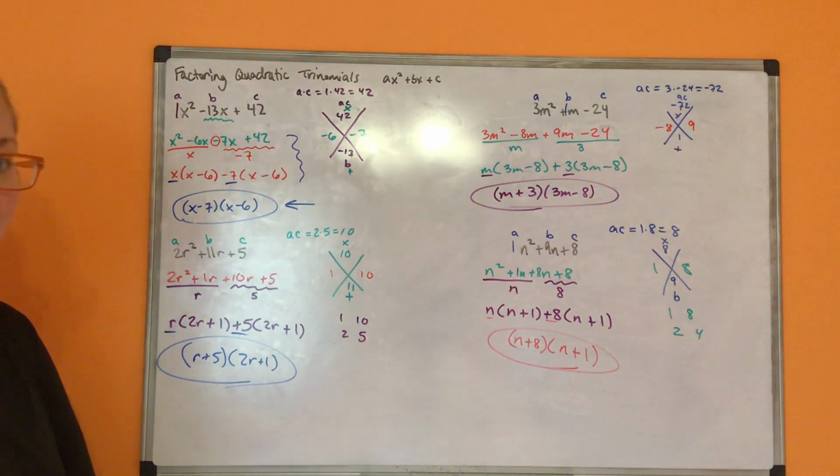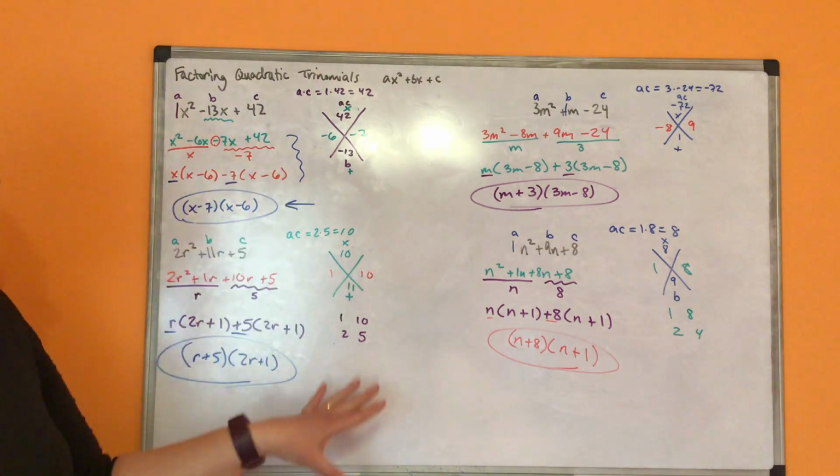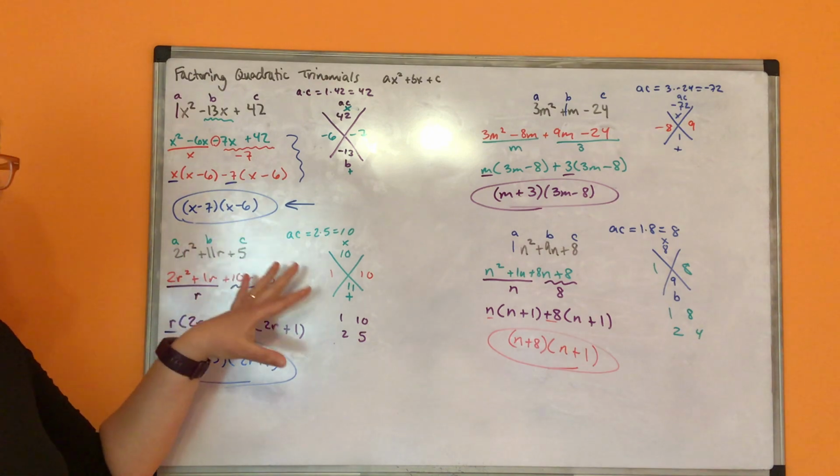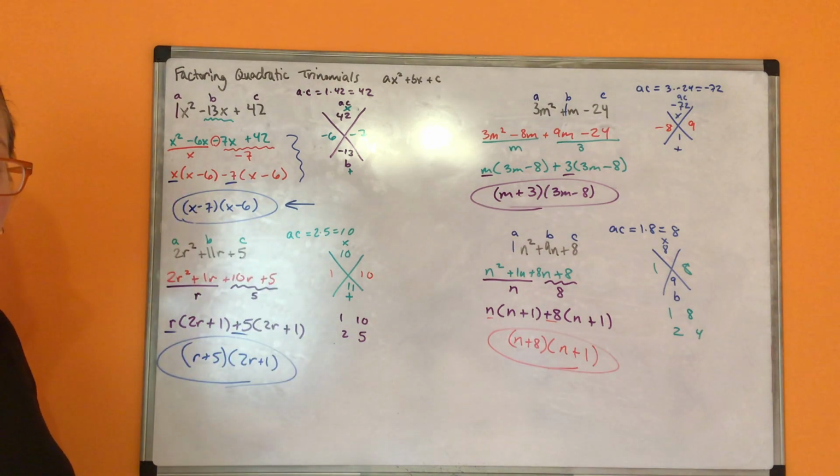So that is it for factoring quadratic trinomials. It involves that factoring by grouping with one extra step that we did beforehand. We'll also use this to solve equations in the next lesson.